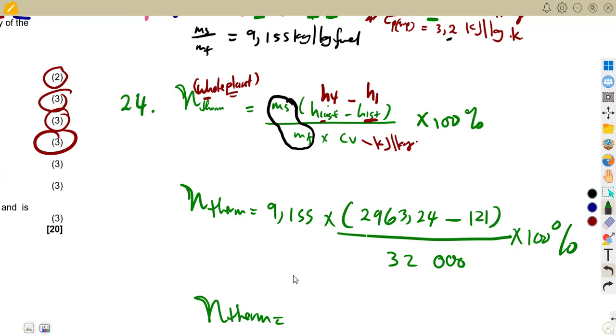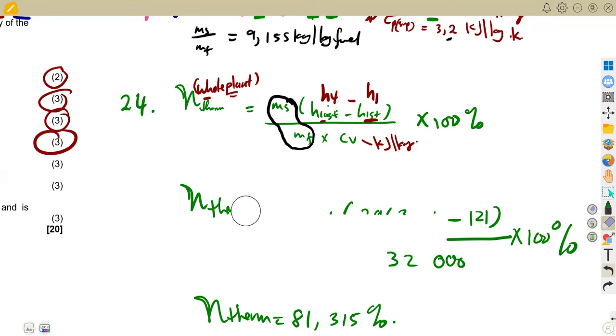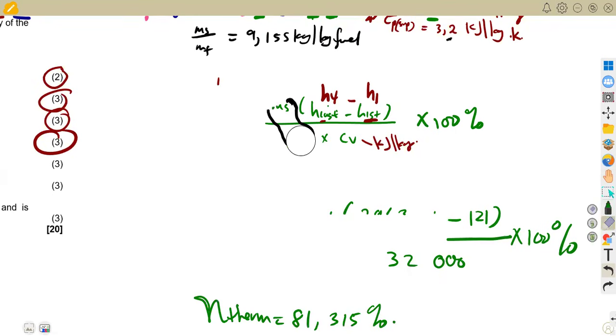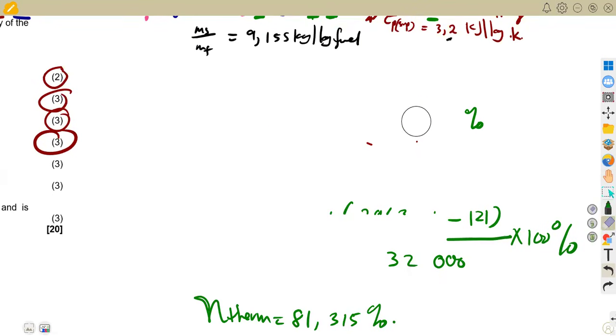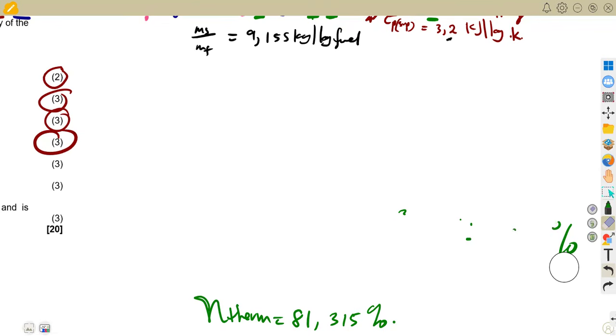So everything was there. Everything we are given. Everything we have. So to 3 decimal places, that was going to be 81.315%. That is our thermal efficiency for the whole plant, for the entire plant. All right, so if we need this, let's just hope we are going to recall. I'm just going to remove this one.